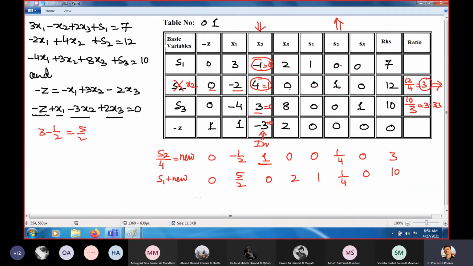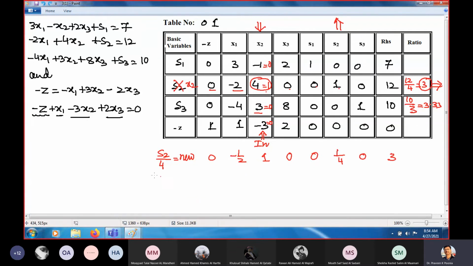Now the next one. Next one is this 3. Here this 3 is there. You need to divide by 4, it is 3. Okay. So now you need to make this 0. How can you make this 0? Here is 1. So both are plus plus.